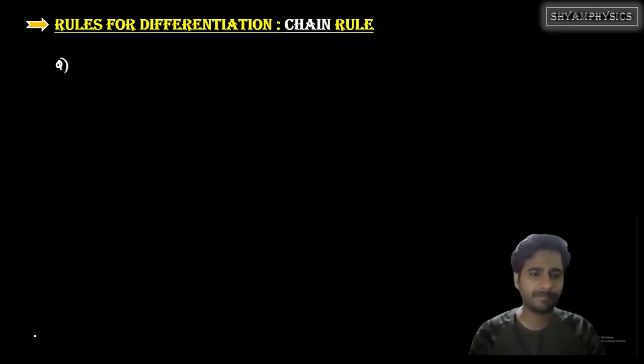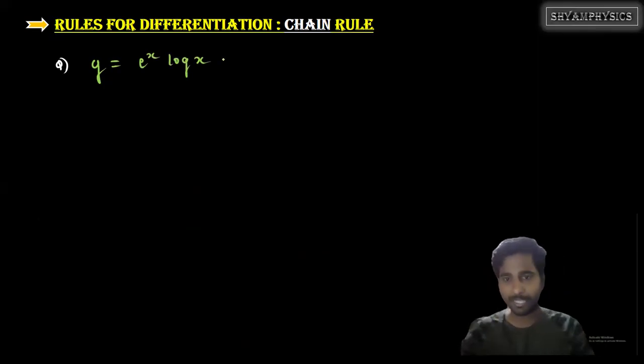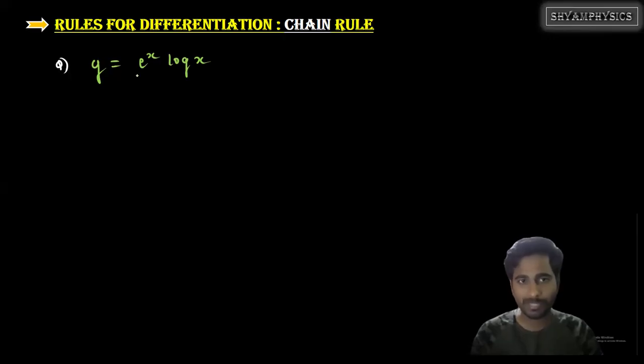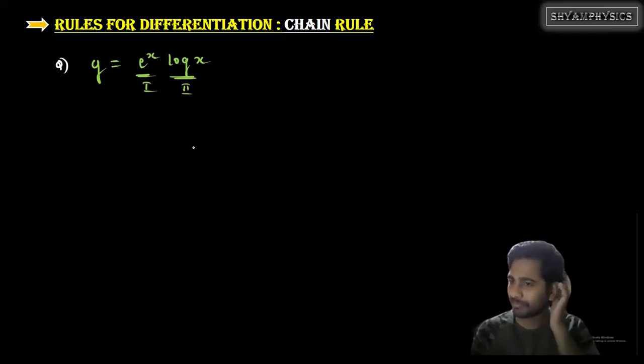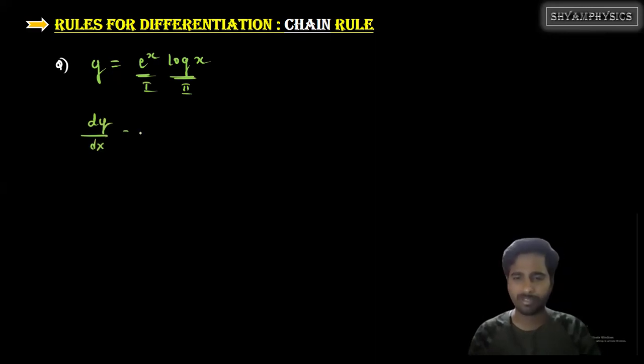Next, y is equal to e to the power x into log x. Two terms are there, first term and second term. Here we need to differentiate this with respect to x, meaning dy by dx. What I told, just follow that. Keep the first term as itself, e to the power of x.